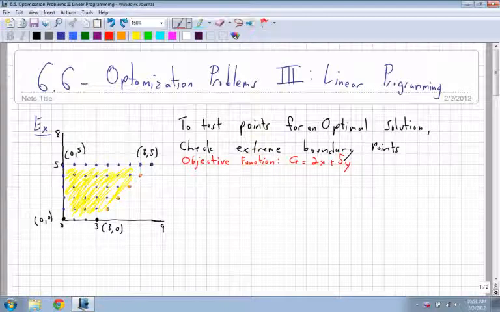All right, section 6.6, optimizing problems 3, linear programming. Linear programming is basically maximizing or minimizing questions. They are used, from what I could tell, like I took a course in this in university in 4th year, and it's used for if you have a whole bunch of constraints and you want to maximize your amount of time or something like that.